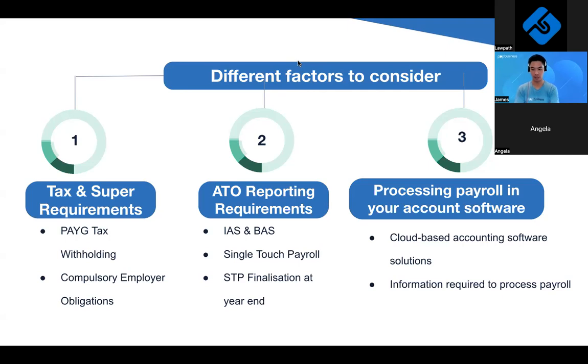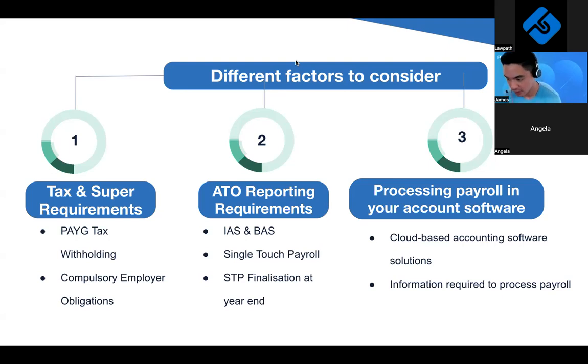Okay, and then another thing to note, at the end of every financial year, you have to do what's called STP finalization. So this needs to be done within 14 days of the end of the financial year. Again, this is the information that goes into each employee's MyGov account, so they can do their tax return. So that's why there's a very fast turnaround for this. The ATO allows you 14 days to get this done because people want to get their tax returns done.